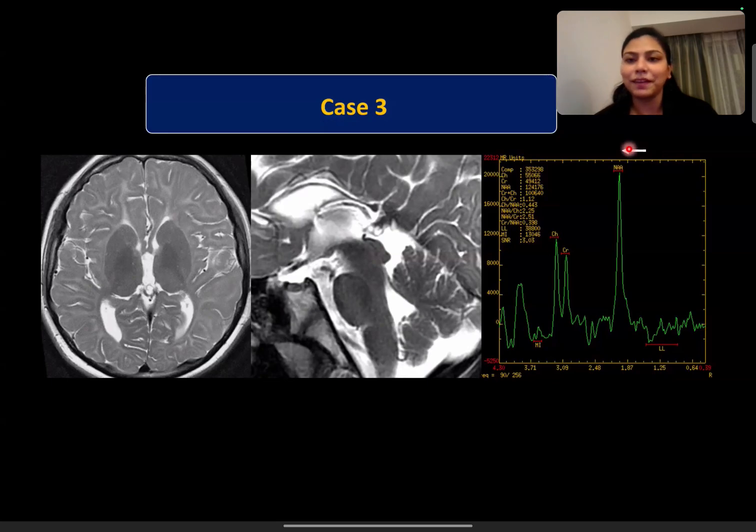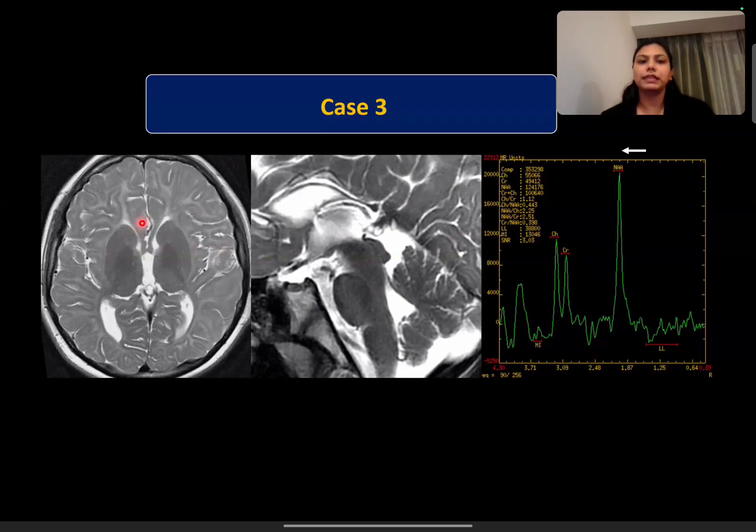So this is case 3, which is again a diffuse hypomyelination pattern. But here, I'm sorry, the arrow is a little up. It should be pointing towards this tall NAA-like peak. We discussed the causes of tall NAA-like peak in the last lecture, and this is one of its causes. Yes, brilliant. So it is Salla disease.